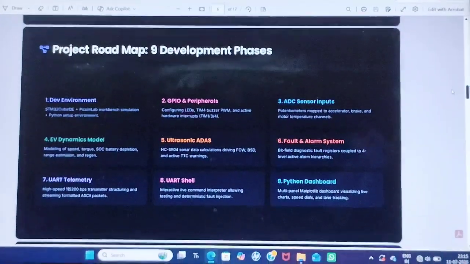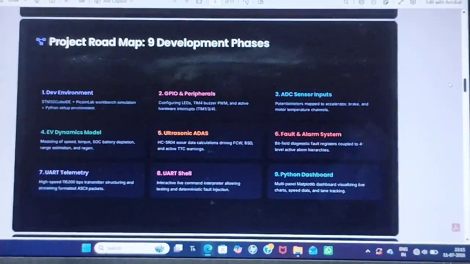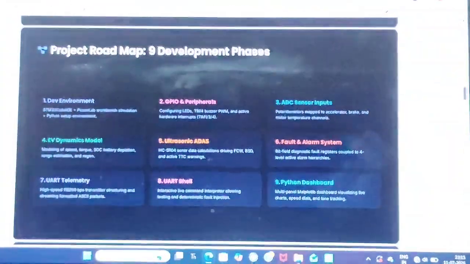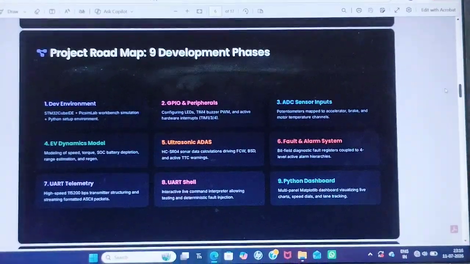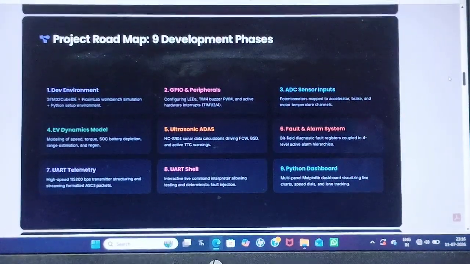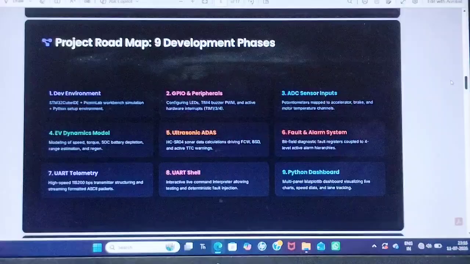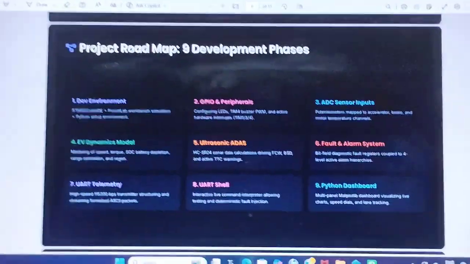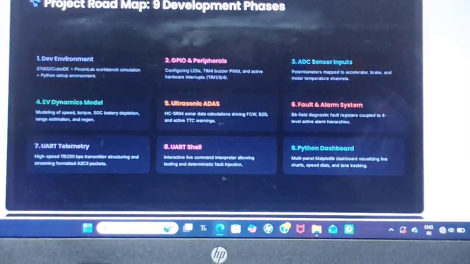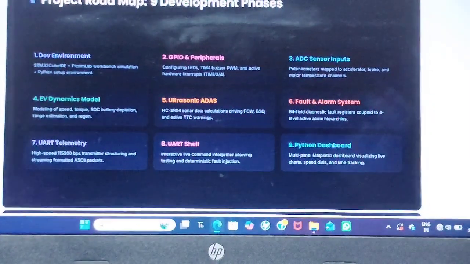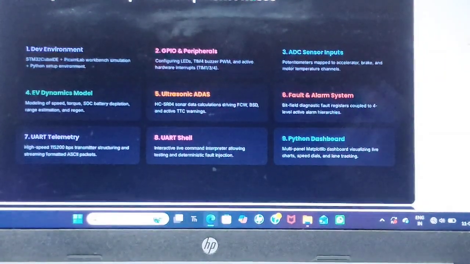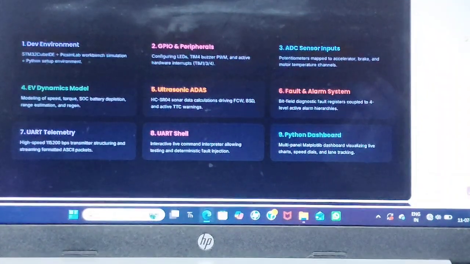Next one is the project roadmap, nine development phases. First one is the dev environment, STM32CubeIDE and PICSimLab. Second one is GPIO and peripherals, configuring LEDs, TIM4 buzzer PWM, and active hardware interrupts. Third one is ADC sensor inputs, potentiometers mapped to accelerator, brake, and motor temperature channels. Fourth one is the EV dynamic model, modeling speed, torque, SOC battery depletion, range estimation, and regeneration.